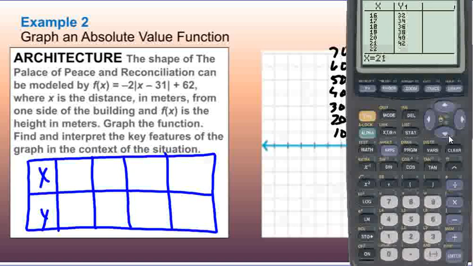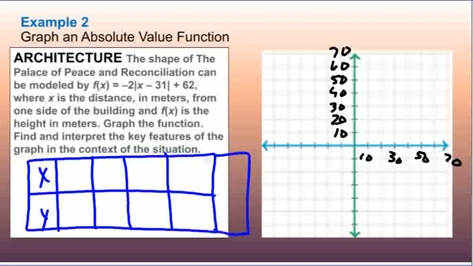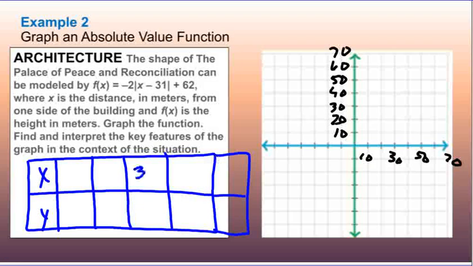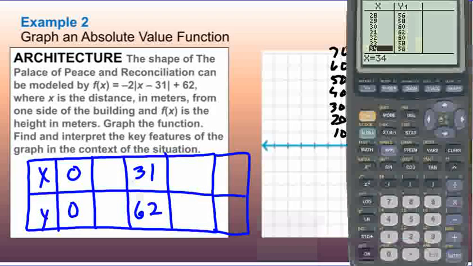to find out where the highest point would be, because that's going to be my vertex. And it looks like 62. If I keep going down, so (31, 62) would be one of the numbers I'm going to use. So if I come here, (31, 62), I know I can have a (0, 0). That would be an easy one to plot on here.